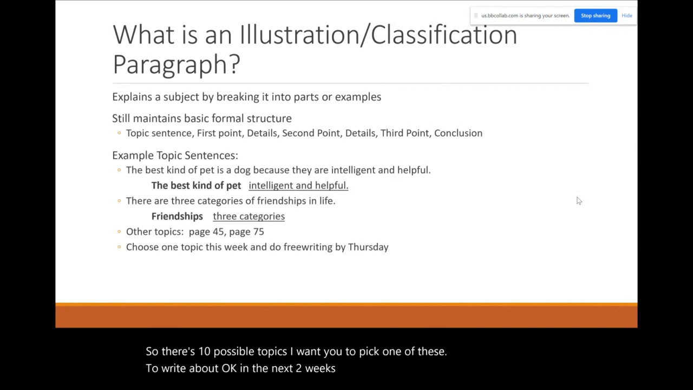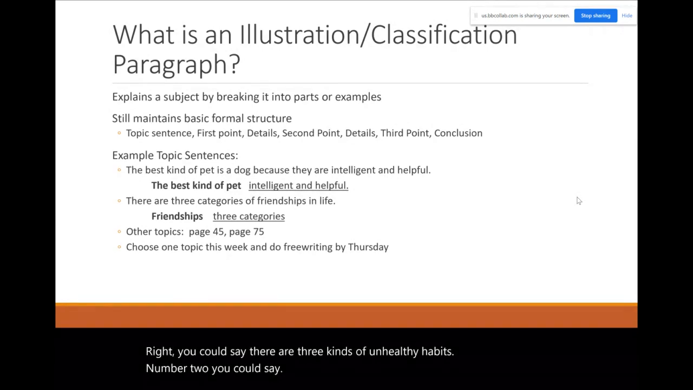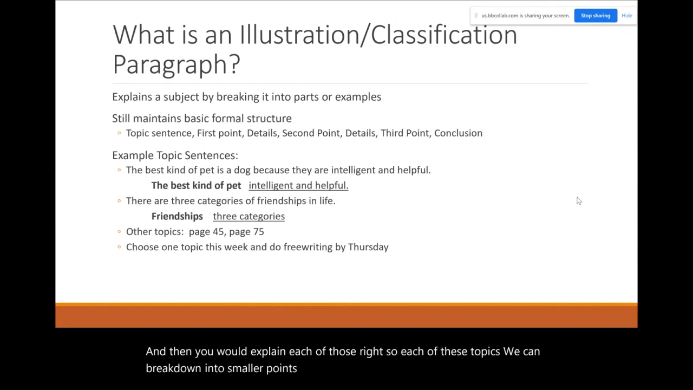So for example, number 1, unhealthy habits, right? You could say there are 3 kinds of unhealthy habits. Number 2, you could say my favorite clothing is sweaters and jeans. And then you would explain each of those, right? So each of these topics we can break down into smaller points, supporting points.